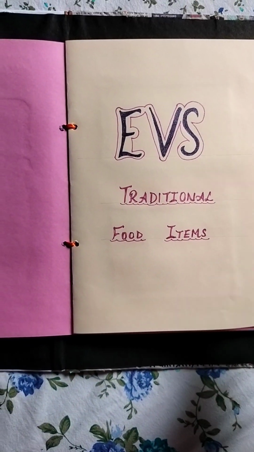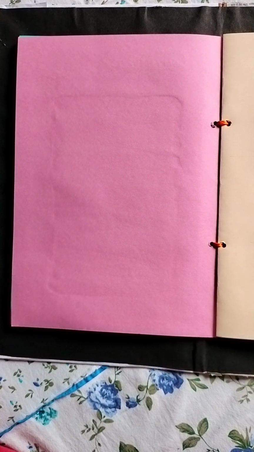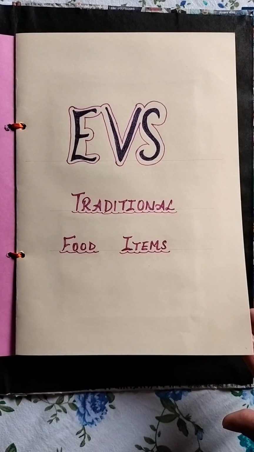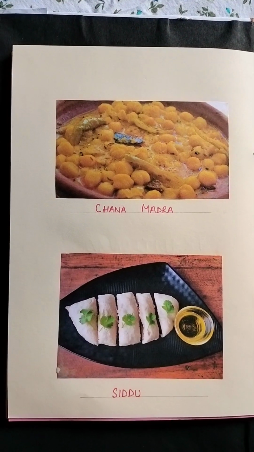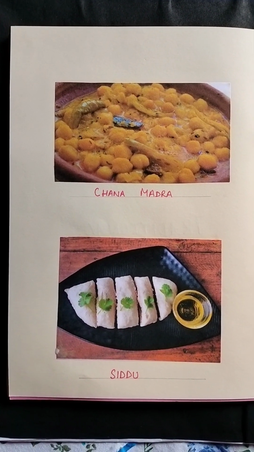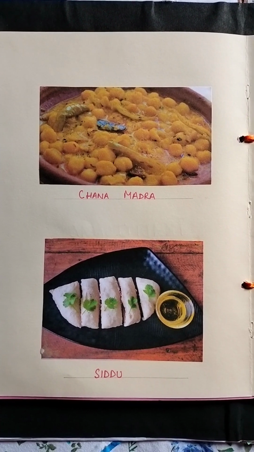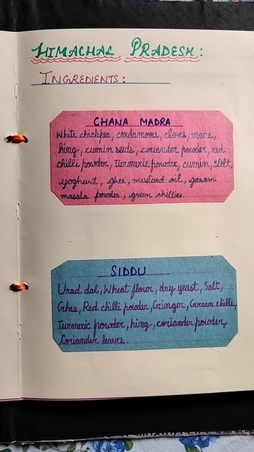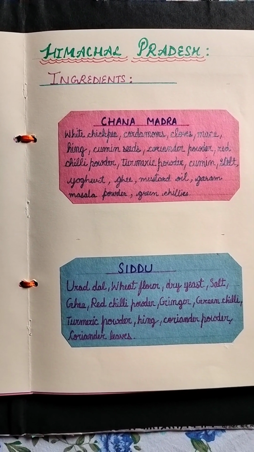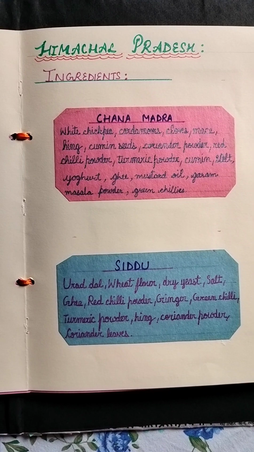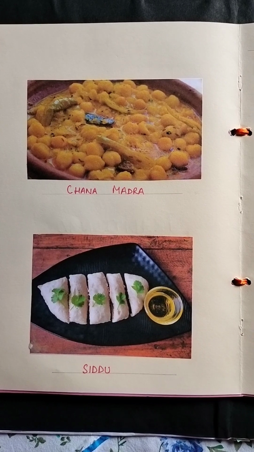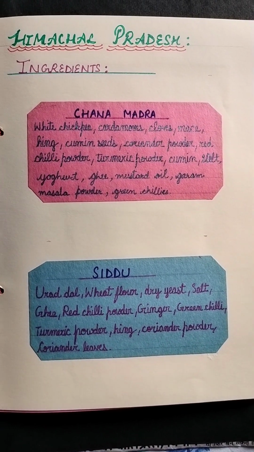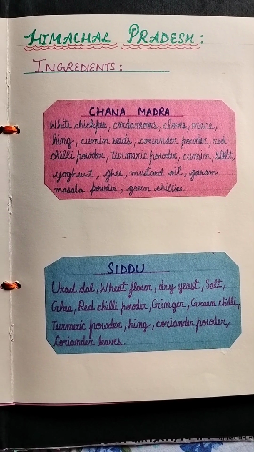The next one was for EVS, environmental science, and here the task was to identify two traditional food items and list down their ingredients, which is very interesting. As I belong to Himachal Pradesh, I know the prominent dishes from here. Two of the prominent dishes which I mentioned are the chana madra, which is basically chickpeas cooked in curd, and the siddu, which is more like fermented dough that is steamed, and we put some fillings in it.